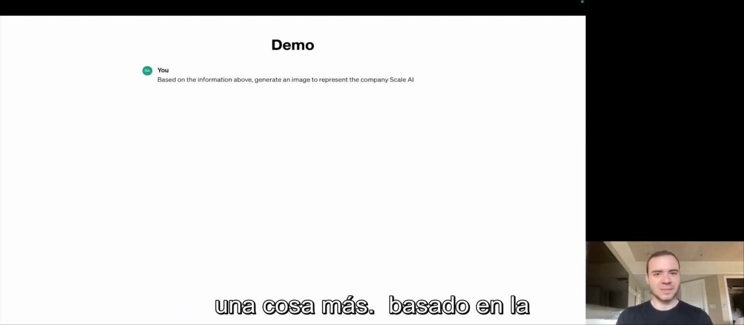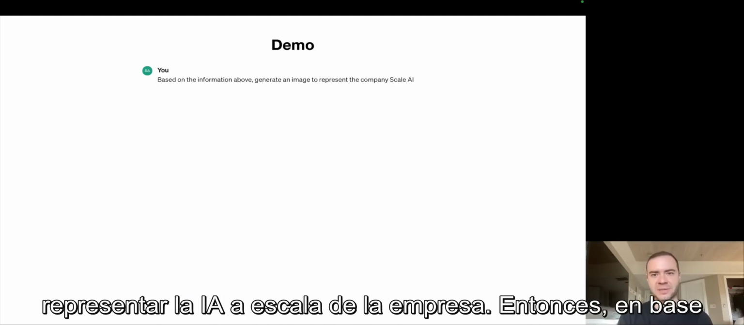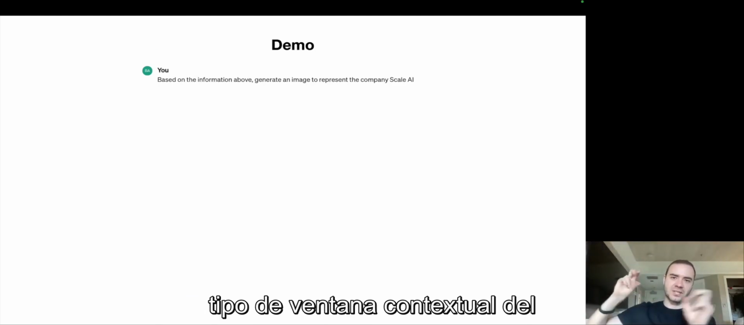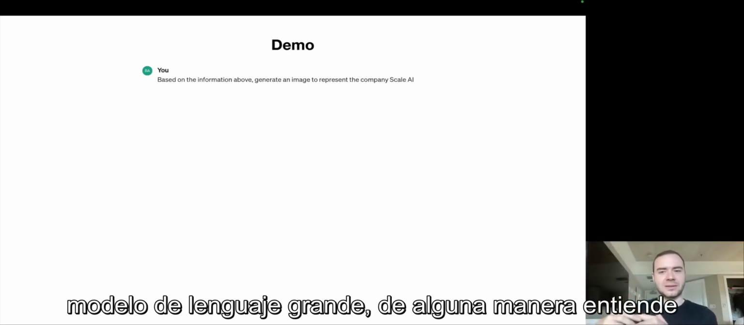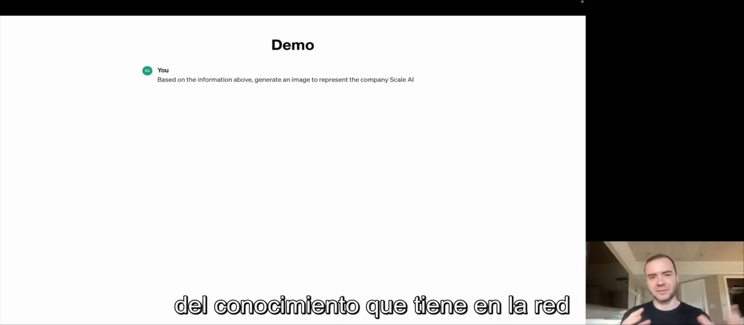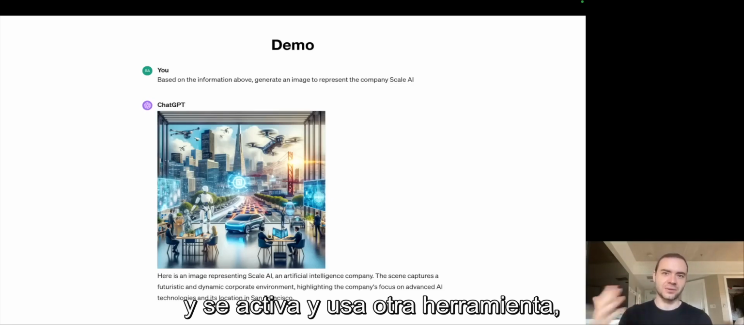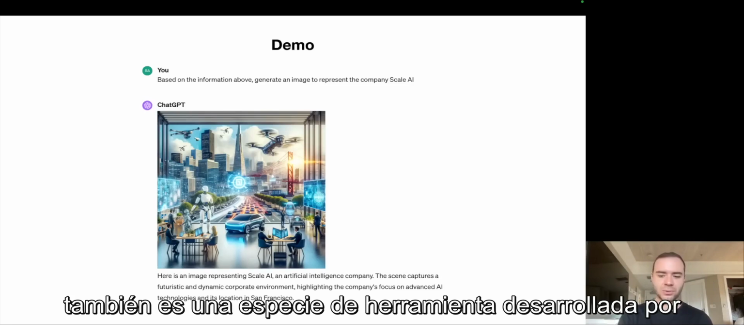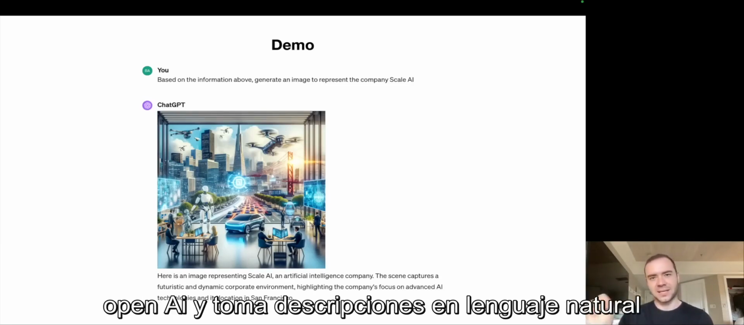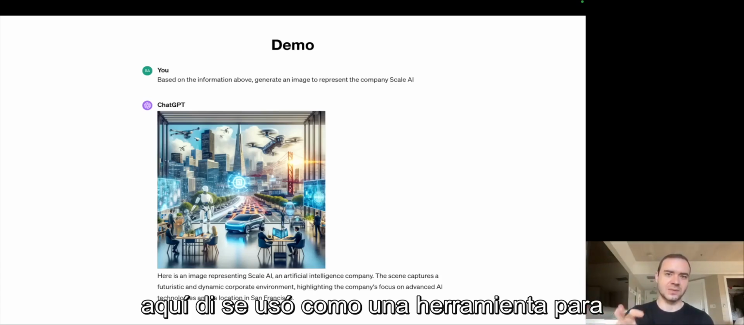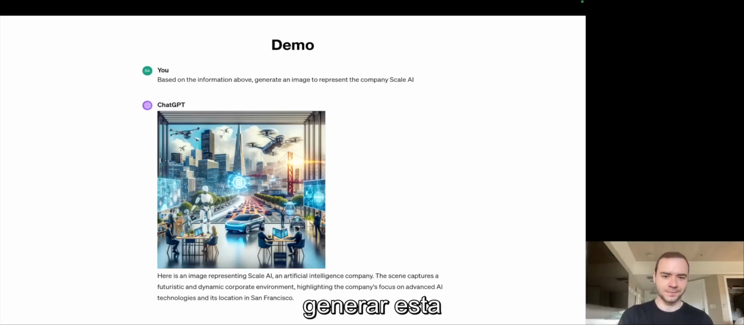One more thing, based on the information above, generate an image to represent the company Scale AI. So based on everything that was above it in the context window of the large language model, it understands a lot about Scale AI. It might even remember some of the knowledge that it has in the network. And it goes off and uses another tool. In this case, this tool is DALL-E, which is also a tool developed by OpenAI. It takes natural language descriptions and generates images. And so here, DALL-E was used as a tool to generate this image.